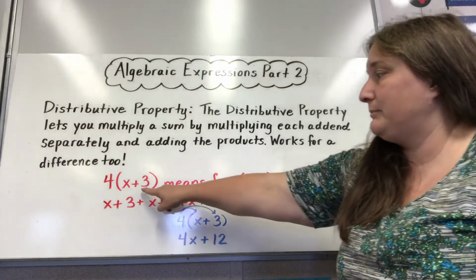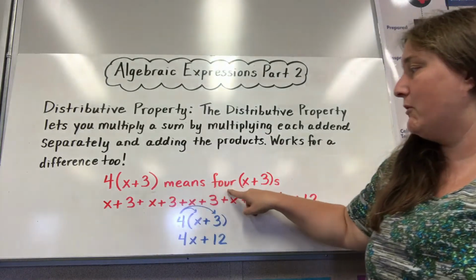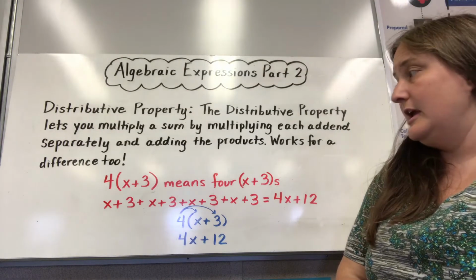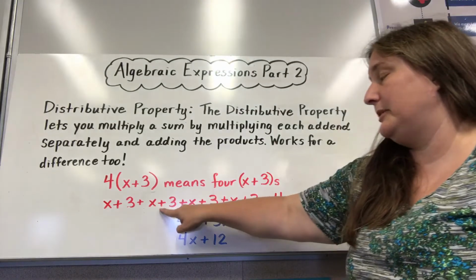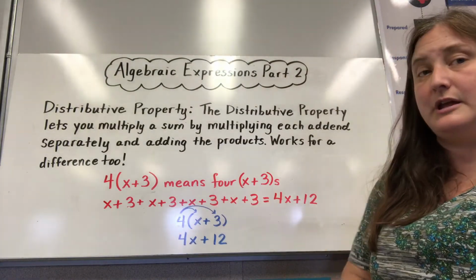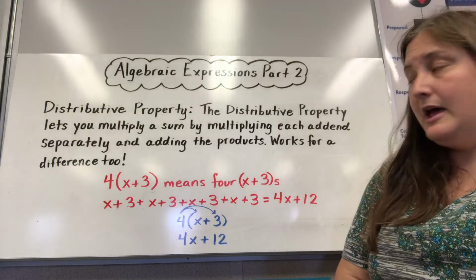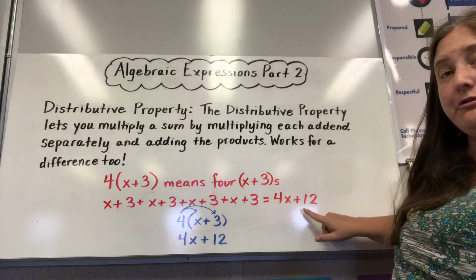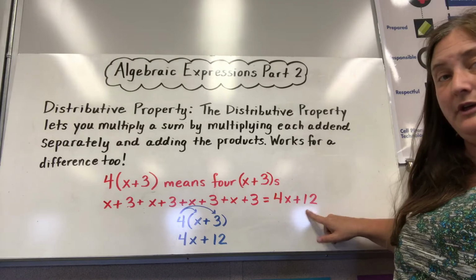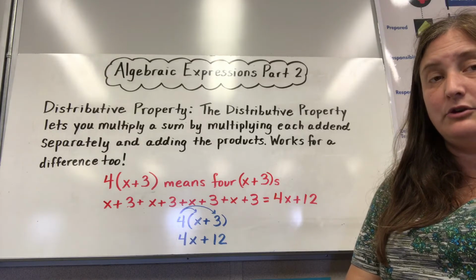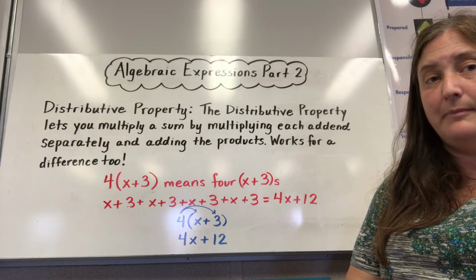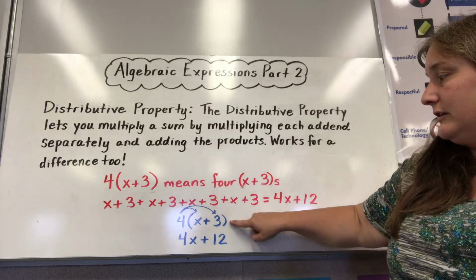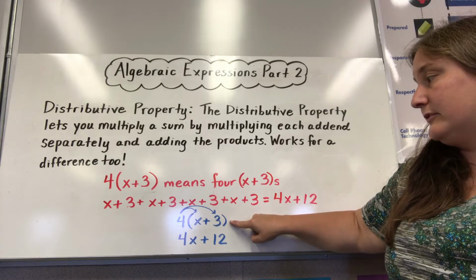What this problem really means is they want 4 of these x plus 3s. So I can think about it differently and write x plus 3, x plus 3, x plus 3, x plus 3, a total of 4 times. If I look back at this long problem, I've got 4 x's and all the 3's add up to a total of 12. But another shorter way that we can do that same exact problem is to use our distributive property. So back to our original expression, 4 times the quantity x plus 3.